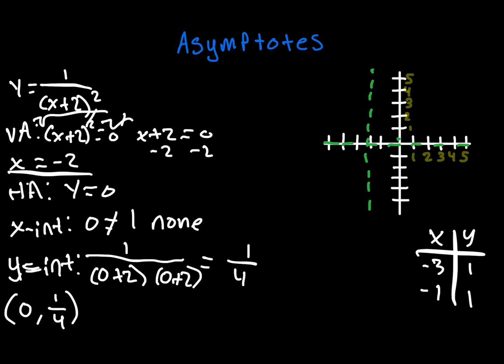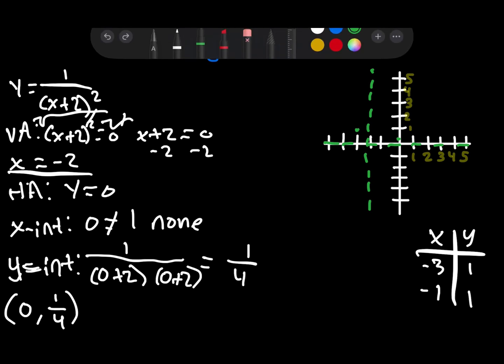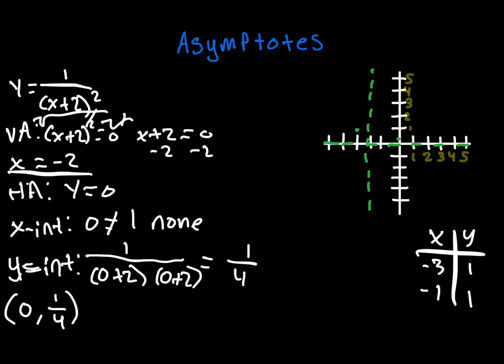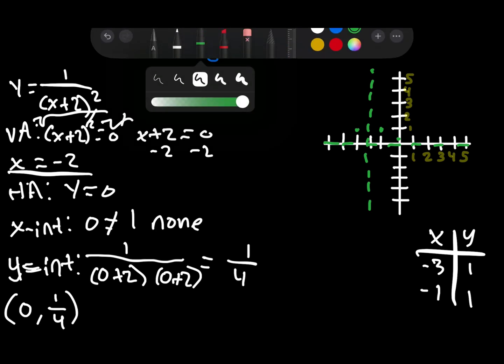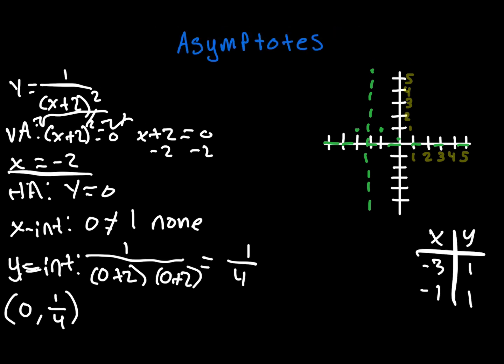-3, comma 1 would be right over here. And then -1, comma 1 would be right over here. So now we could finally graph this equation. And it would look like this. Remember, we never touch our asymptotes.